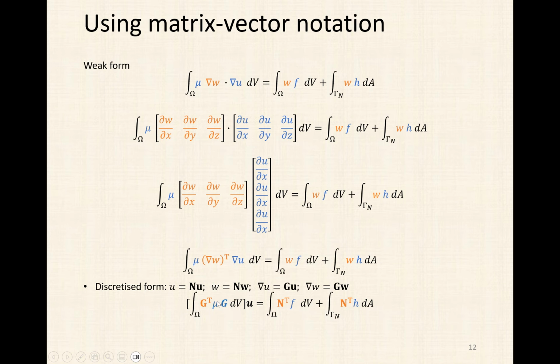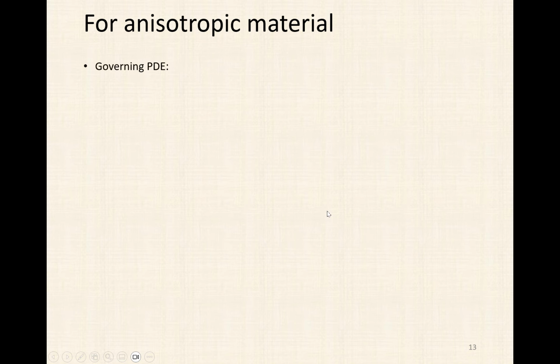There is a reason why I have put mu inside G transpose G: we can easily extend it to anisotropic problems. For anisotropic material, the PDE looks more or less the same, except that mu is not a constant anymore. It is a tensor of order 2. For anisotropic materials in 3 dimensions, mu is a 3 by 3 matrix.